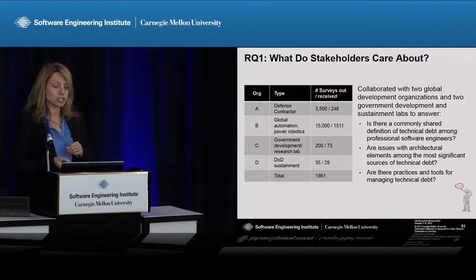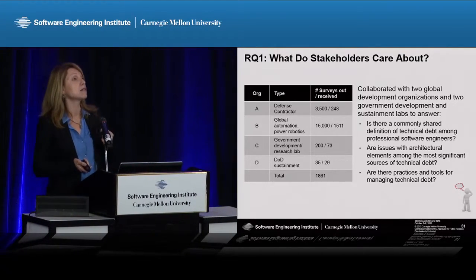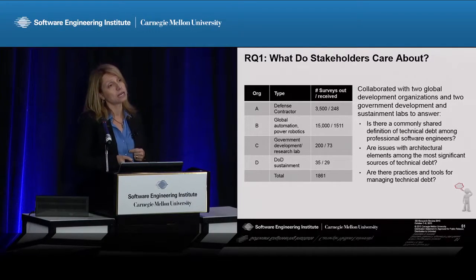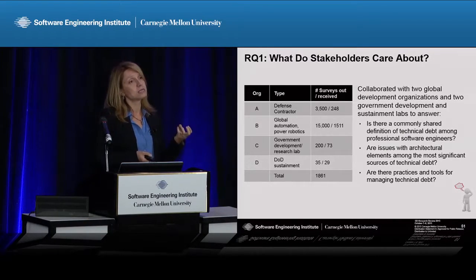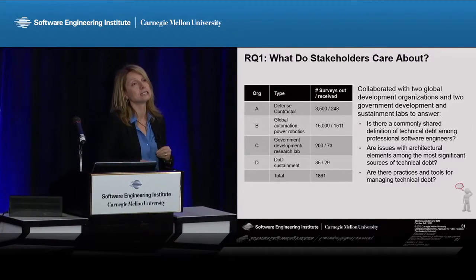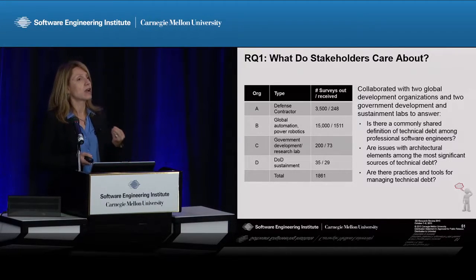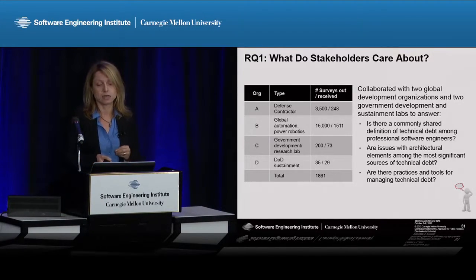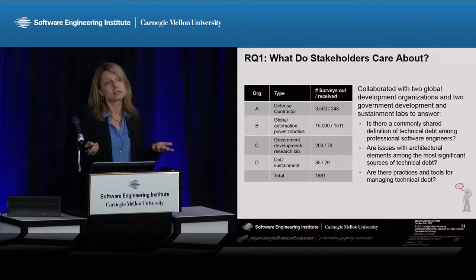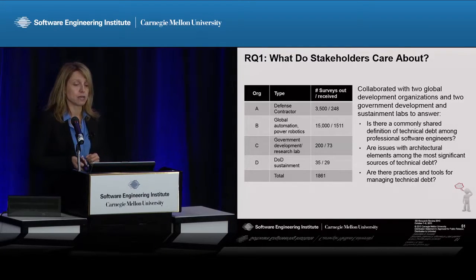And the questions: is there a common understanding? Are the issues that they're really dealing with architectural in nature? Because some of our earlier work demonstrated that all of those symptoms that I talked about, at the end of the day, result in the root cause being some architectural issue that you may not have recognized, or you've recognized but not articulated. And can we learn from best practices? Are these organizations actually using things that we can disseminate to others?